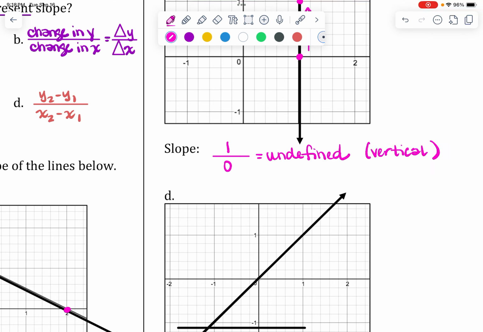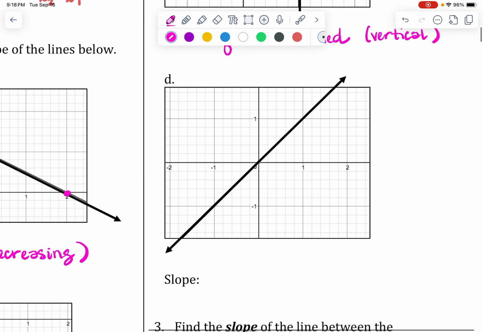And remember, vertical lines are the super weird ones, right? Because they're not functions. They fail the vertical line test. They are not functions. They have no existing slope because it's not even possible to find it, right? Because it's a vertical line, okay?